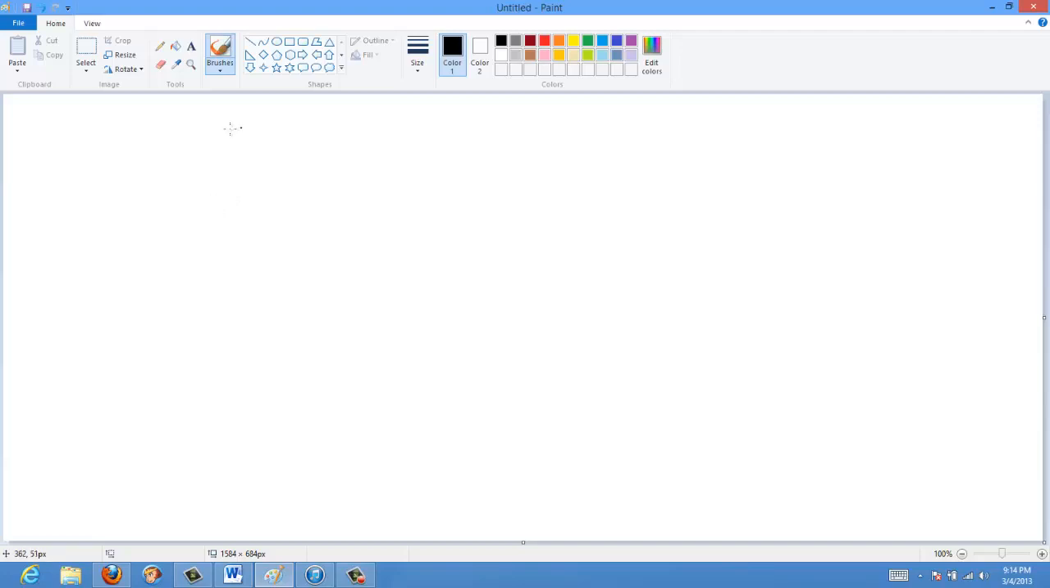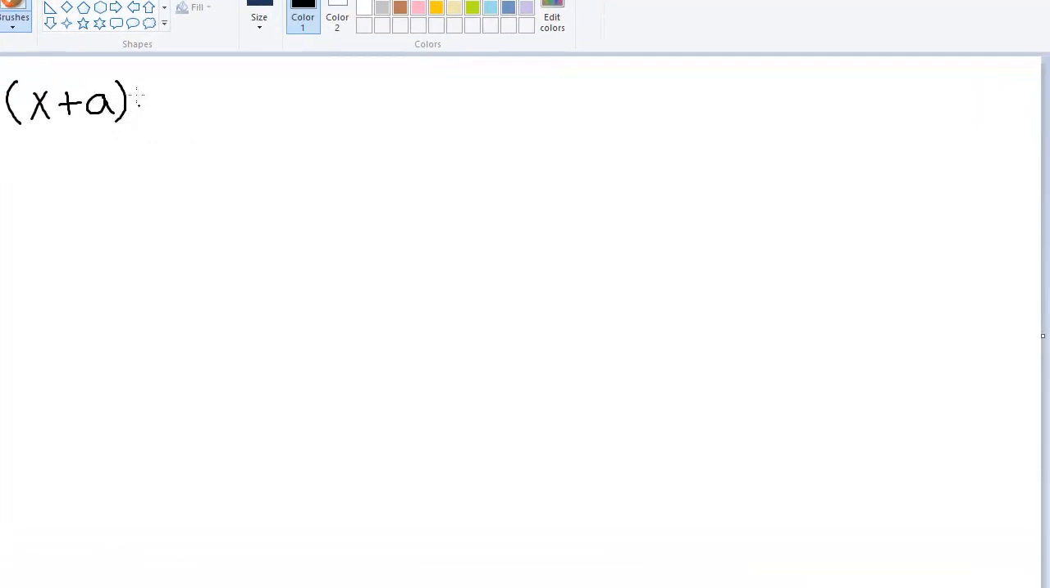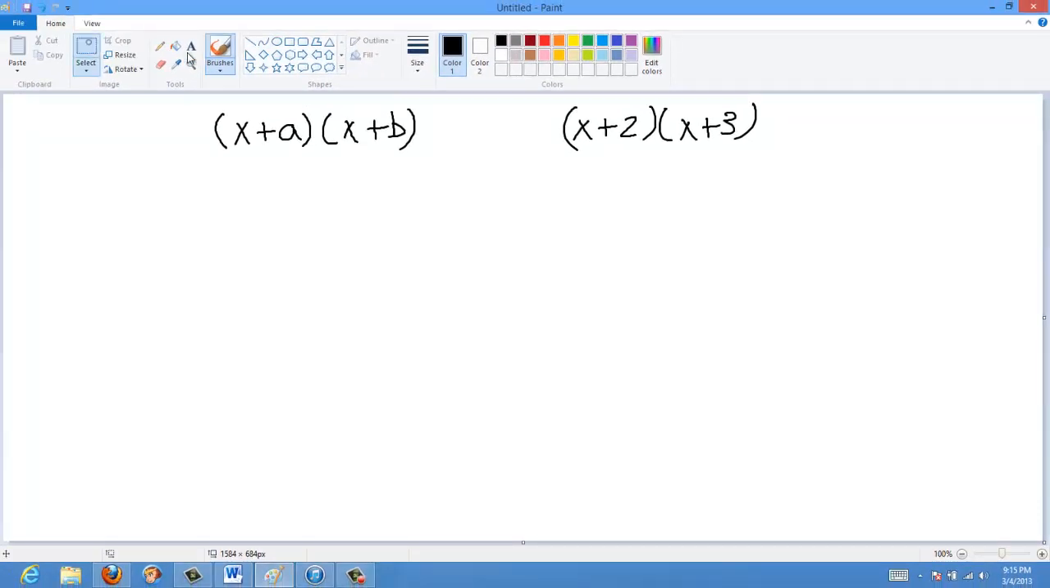Okay, so let's start off with a general form for binomial multiplication. Let's say (x + a) and (x + b). x is our variable, and a is a constant, usually a numerical constant, and so is b. What this would typically look like is something like (x + 2) and (x + 3), where the x's are variables, and a and b are numbers.